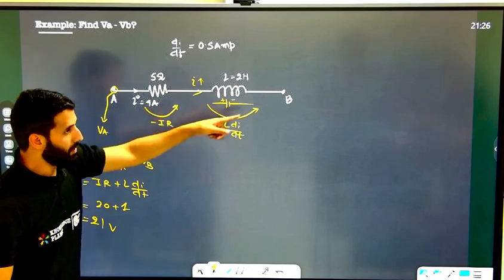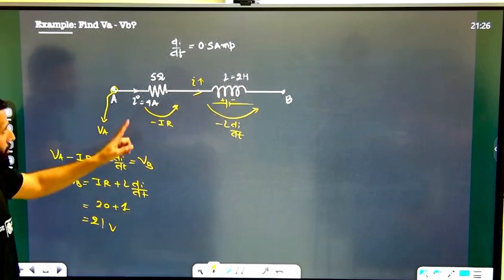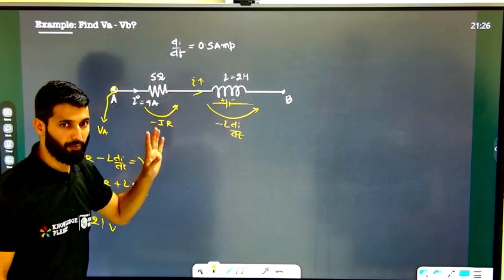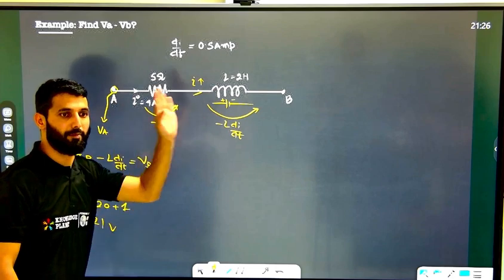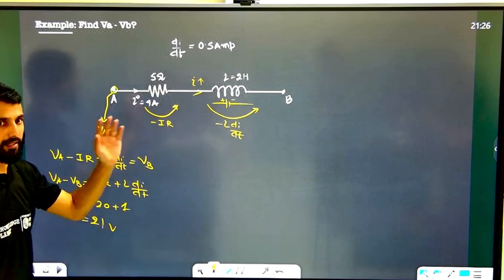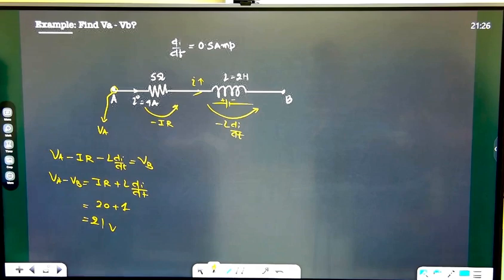There is continuously a drop in potential, right? Yes. Here also resistance, drop in potential. Is VA at higher potential, or VB? VA is higher. VA minus VB we wrote directly, IR plus L di by dt. Wonderful. Clear?